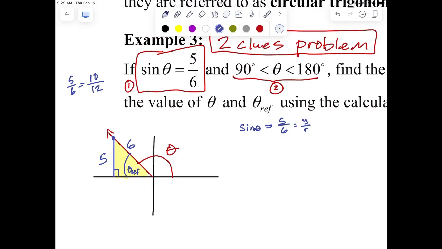Now, I'm curious about this side right here. Dang it. If only I knew what the third side of the right triangle was.